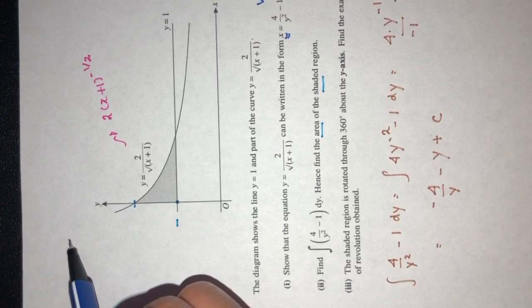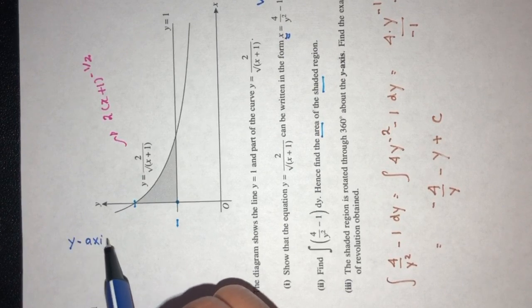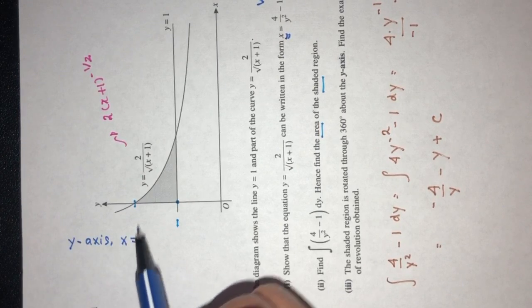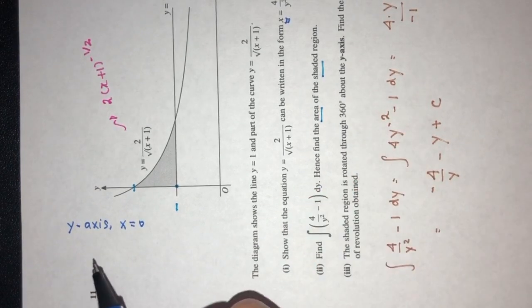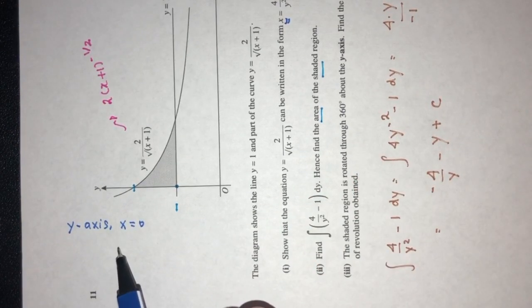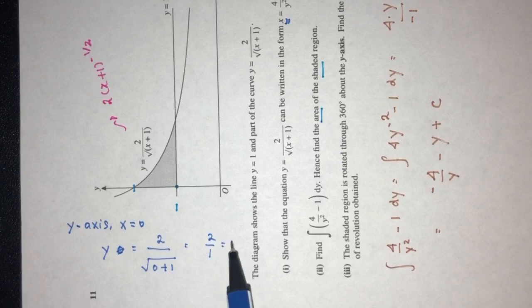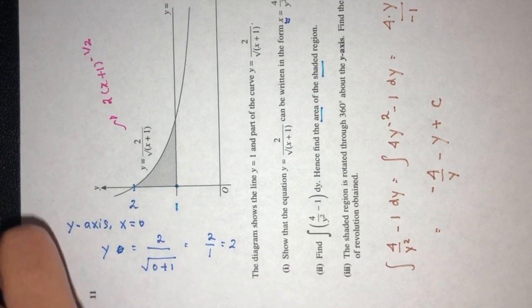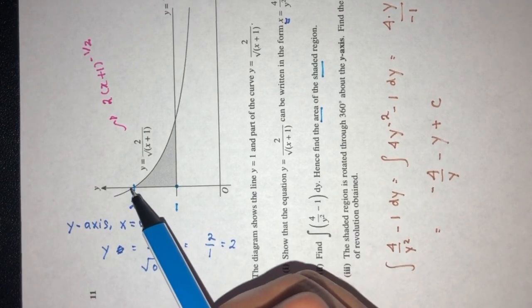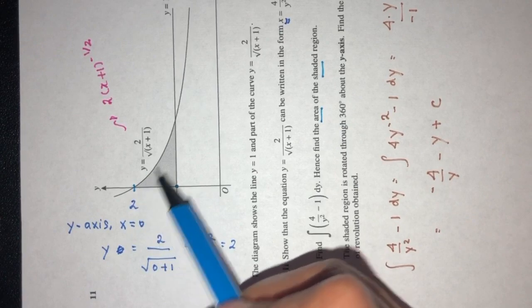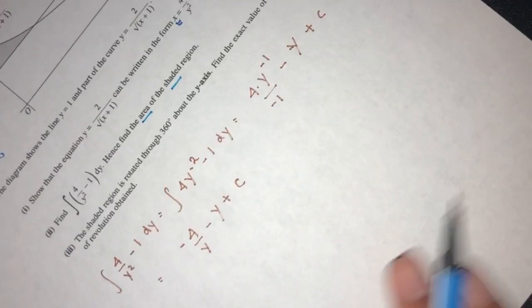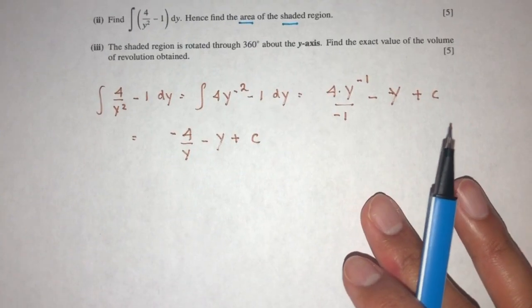So you know at the y-axis, the value of x has to be 0. Replace, let's see what happens. So you will have 0 here, and that should be y, not 2. 2 on top, you have root of 0 plus 1. That should be 2 over 1, that should be 2. So the point here is 2. So as you can see, we have to find this value over here, and hence we can know the limits of integration. So replace back to find the area.